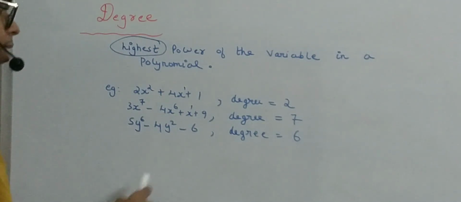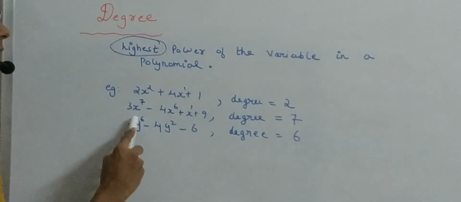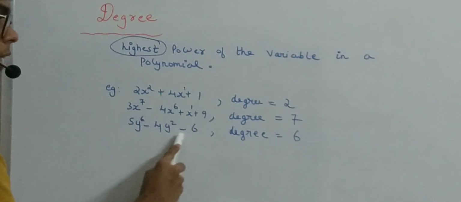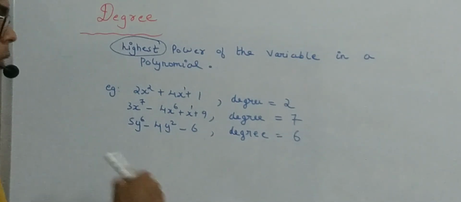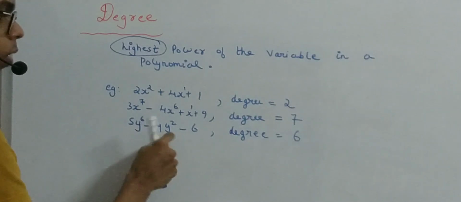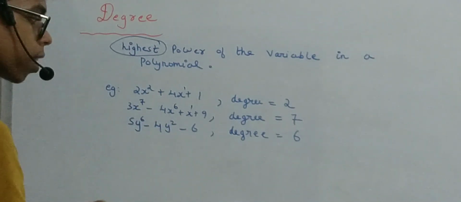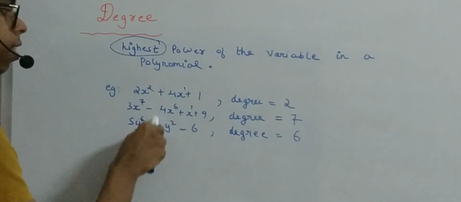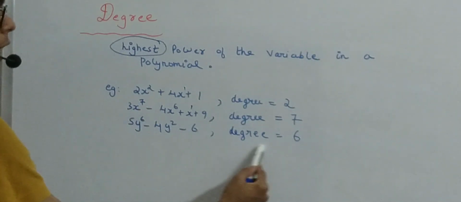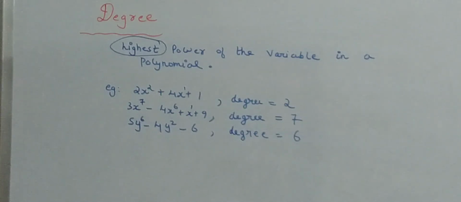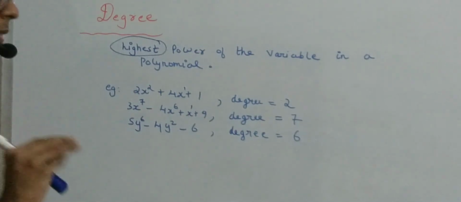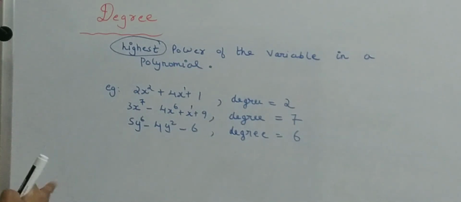So the degree of the polynomial will be 7. Okay, similarly, one more example, 7y raised to 6 minus 4y square minus 6. Here the powers present are 2 and 6. Which is the highest power present above the variable? It is 6. So the degree of the polynomial here is 6. Whatever algebraic expression is given to you, you should observe which has the highest power present above the variable. That is called the degree.